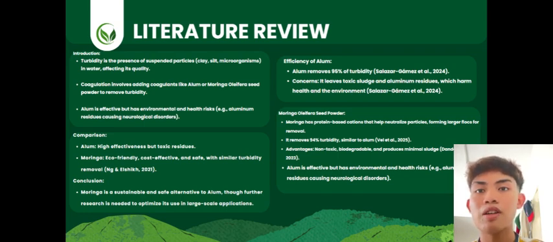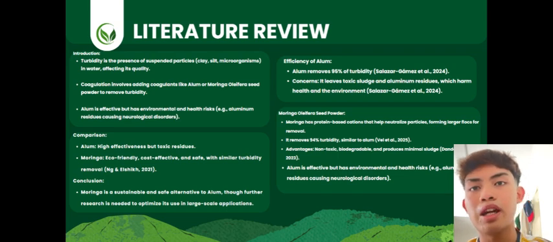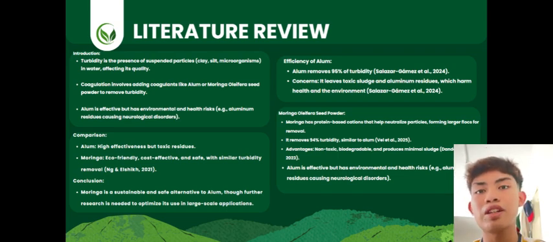Advantages of Moringa: first, it is non-toxic and biodegradable. Second, it produces less sludge compared to alum. Third, it is cost-effective and sustainable. Moringa comparison with alum. Alum is highly effective but causes health risks and environmental pollution. Moringa, on the other hand, is safe, biodegradable, and effective with minimal environmental impact.